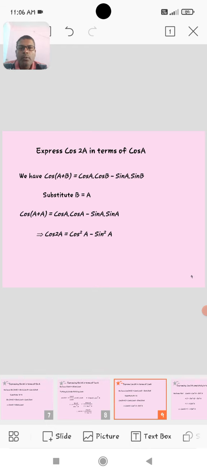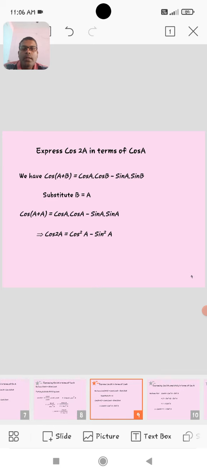Substitute b equal to a. In the place of b we write a, we get cos of a plus a is equal to cos a into cos a minus sin a into sin a. Now here cos of a plus a is cos 2a, which is equal to cos square a minus sin square a. This is one formula of cos 2a: cos square a minus sin square a.